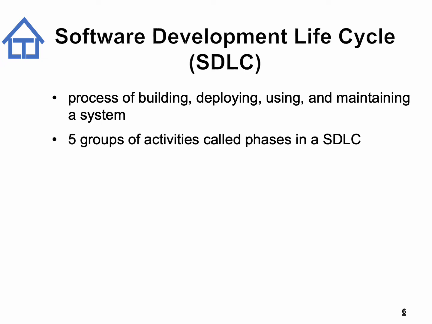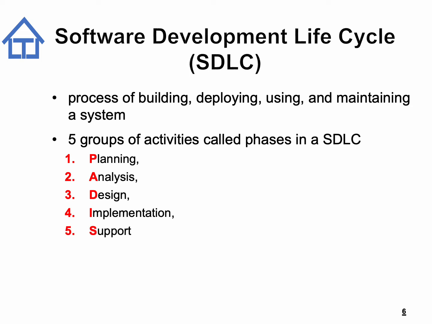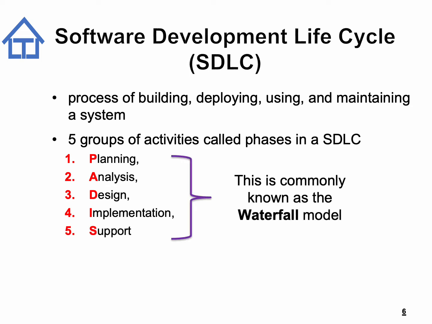There are 5 main groups of activities known as phases in a software development lifecycle. These phases are planning, analysis, design, implementation, and support. This lifecycle is commonly known as the waterfall model. Waterfall because the phases start from planning, analysis, design, implementation, and support in their specific order without backtracking.